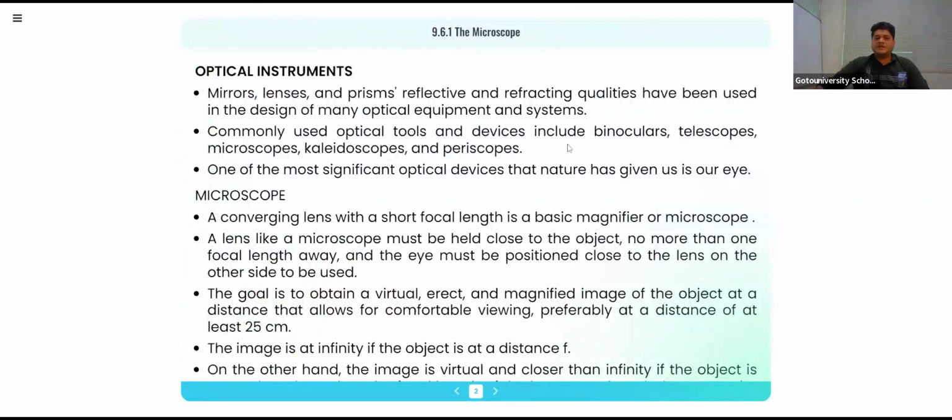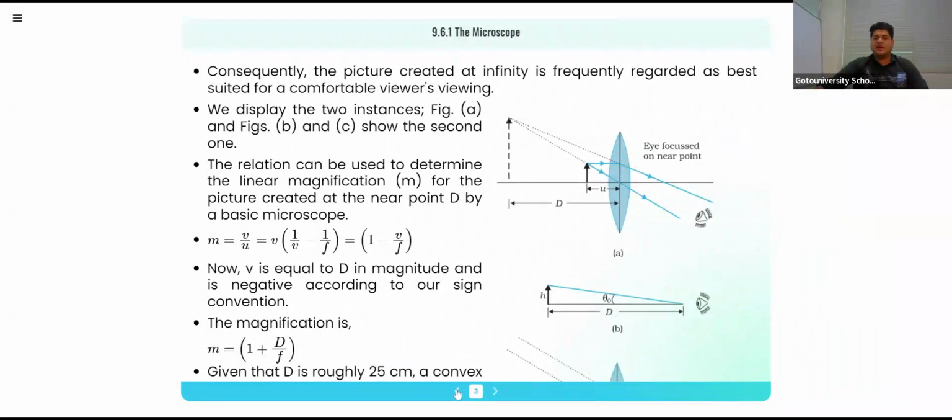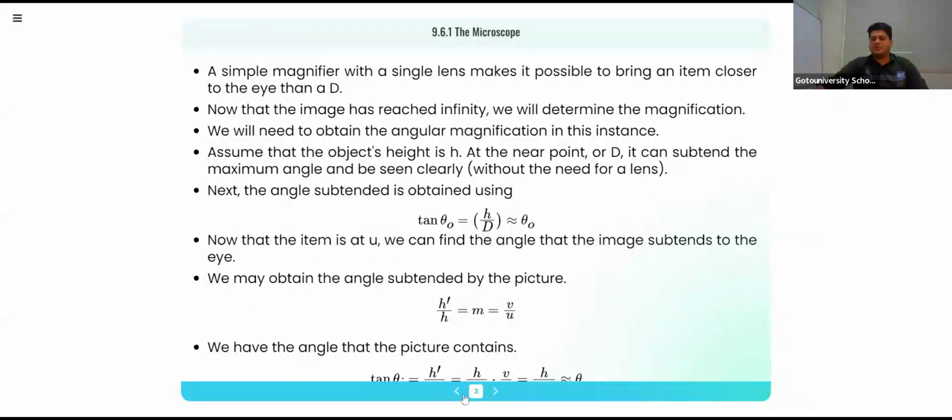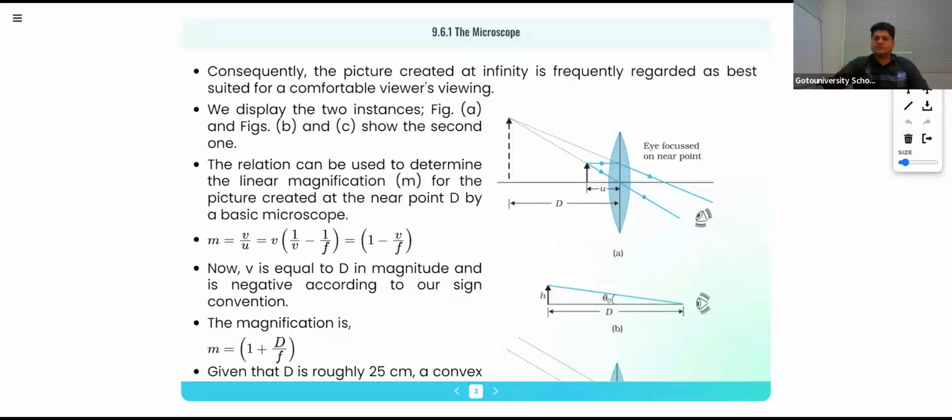Okay, optical instrument. In this chapter, we are going to study optical instruments like the microscope, like the telescope, like the astronomical telescope and the simple microscope. See how it works. First, what is the meaning of optical instrument? And among the optical instruments, we have the simple microscope. What is the meaning of simple microscope? It is a convergent lens. When an object is placed between the focus and optical center, a virtual, magnified and direct image is formed.